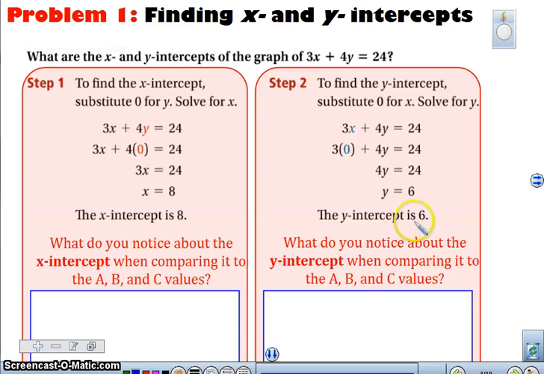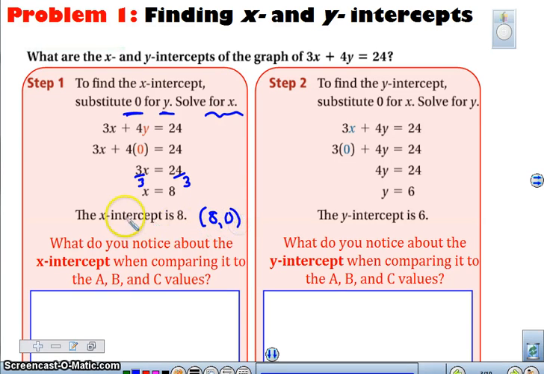So, how do we find the x and y intercepts if we are looking at an equation like 3x plus 4y equals 24? Keep in mind, the x-intercept is when you put in 0 for y, and you find what x equals. So we're going to rewrite 3x plus 4 times 0 equals 24. If 3x equals 24, we divide both sides by 3, and x is 8. So the x-intercept is 8, which means we are located at the point (8, 0).